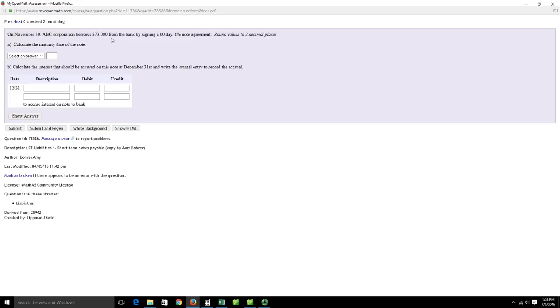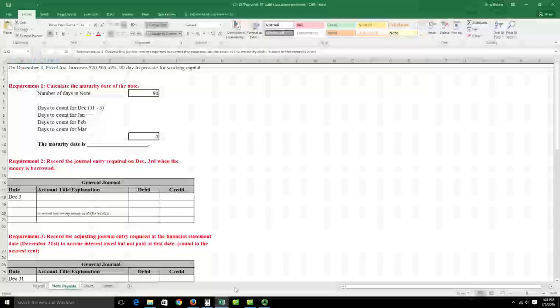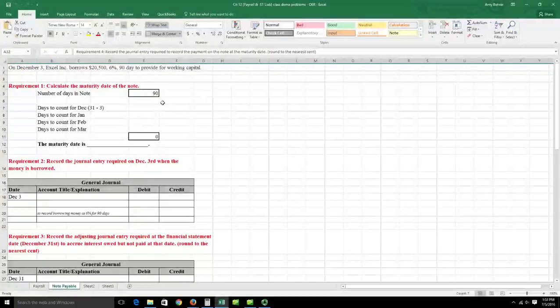And it wants us to calculate the maturity date of the note, and it wants us to accrue the interest that we owe at December 31st. And so I've got an example here that I'm going to go through. My example here is a little bit more detailed than what you have to do in my open math, but you'll be able to get what you need to do from here.